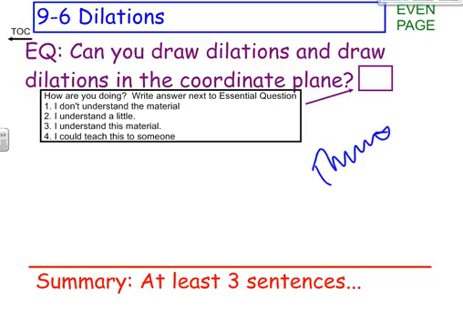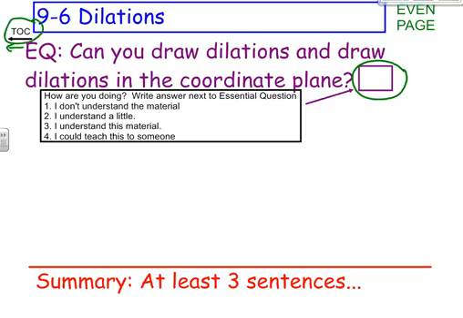If you remember, we talked about this in our last class, that on Thursday we would update our notes. While you're writing this slide, 9-6 dilations and your essential question, can you draw dilations and draw dilations in the coordinate plane? Maybe when you write your level of understanding here, it's already a little higher than usual because we did go over a lot of these notes already, and that's just fine. Also, if you have time, put that in the table of contents.